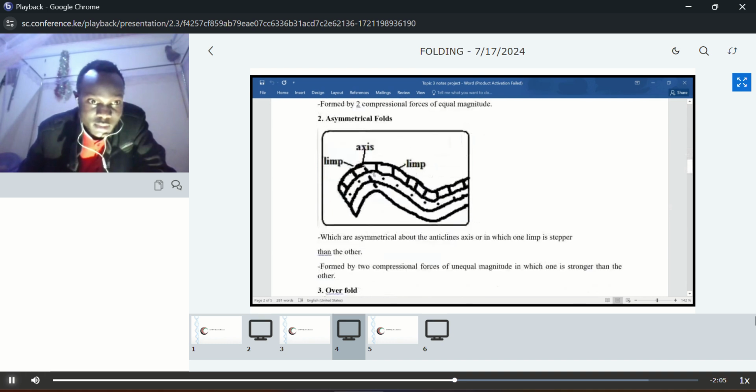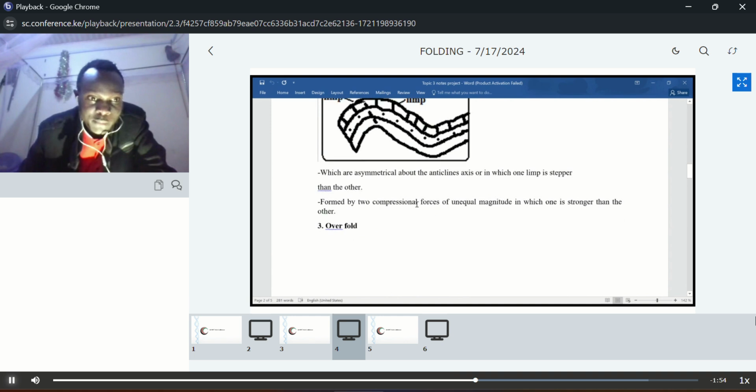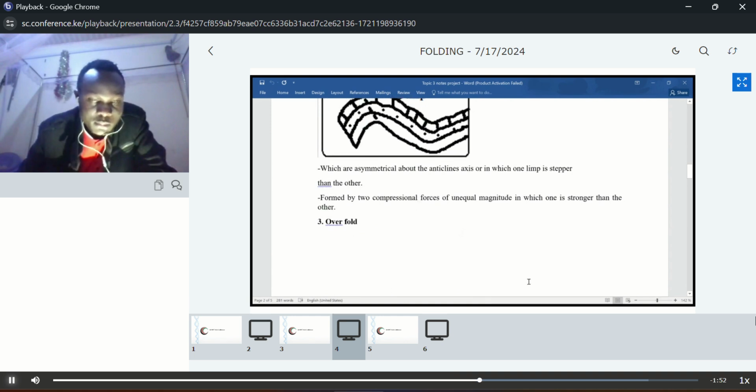An asymmetrical fold, you have the limb, the axis, and the limbs are asymmetrical about the anticline axis, in which one limb is steeper than the other. And they are formed by two compressional forces of unequal magnitude, in which one is stronger than the other.